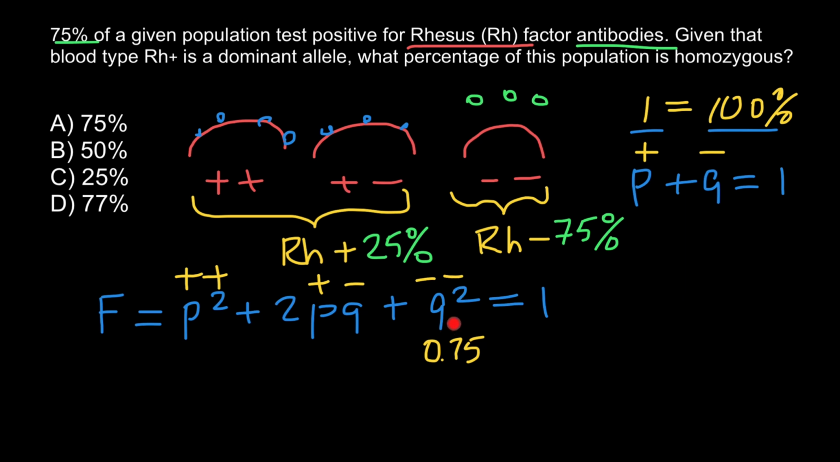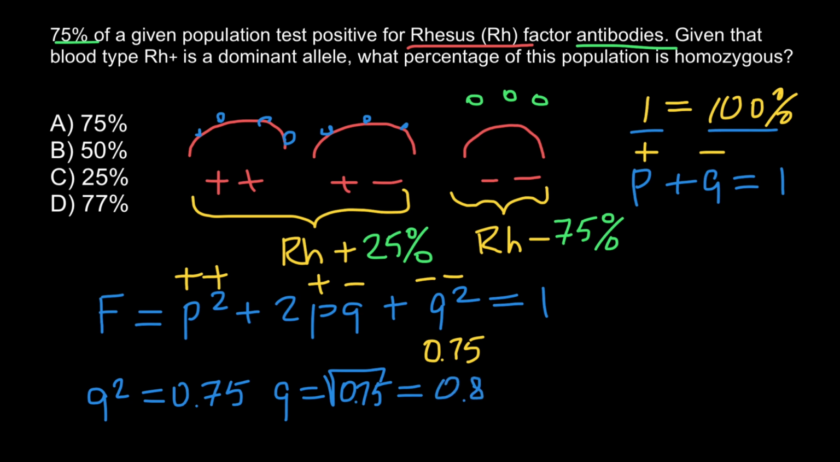Now let's find the frequency of this negative allele. If q squared equals 0.75, then q would equal the square root of 0.75, and that means q equals 0.87. If q equals 0.87, then we can say that p would equal 0.13. So these two frequencies combined would equal 1 or 100%.